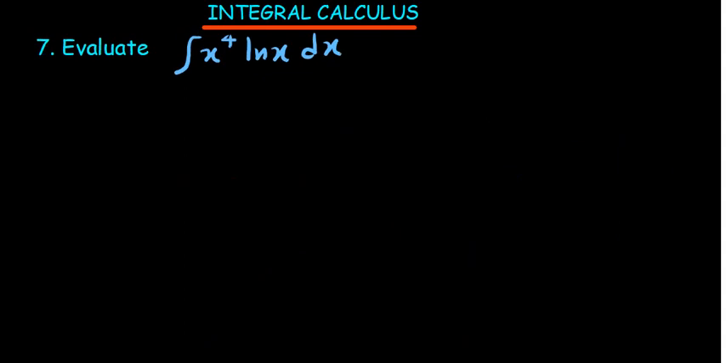Okay, let's consider the last one in this practice, the integral of x to the power 4 natural log of x. So again, it is very difficult for us to set dv being equal to natural log because we don't know the integral of natural log of x. So u is going to be natural log of x. Then dv is going to be equal to x to the power 4 dx. So du is going to be 1 over x dx.